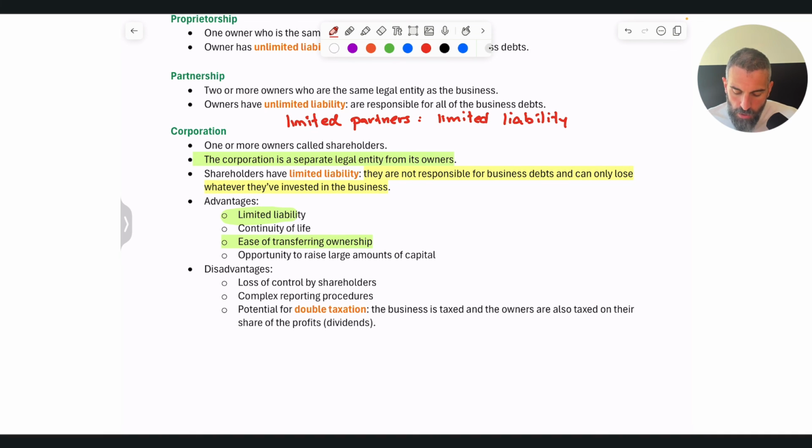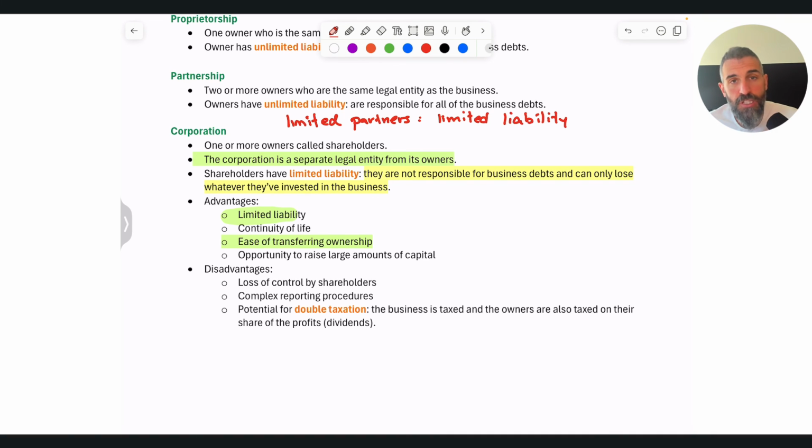Disadvantages? Well, loss of control by shareholders. The more shares you issue to raise money, the less of your company you actually own. So as I sell shares, I'm giving away ownership of my business, and we have a loss of control there. Complex reporting procedures, right? There's a lot of rules when it comes to corporations. That's what this course is pretty much all about. Lots of accounting rules to follow, and you have to be very specific in how you do things.